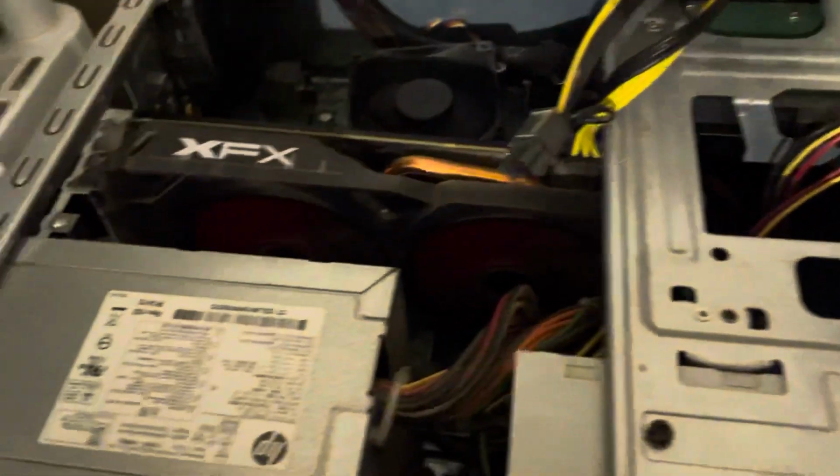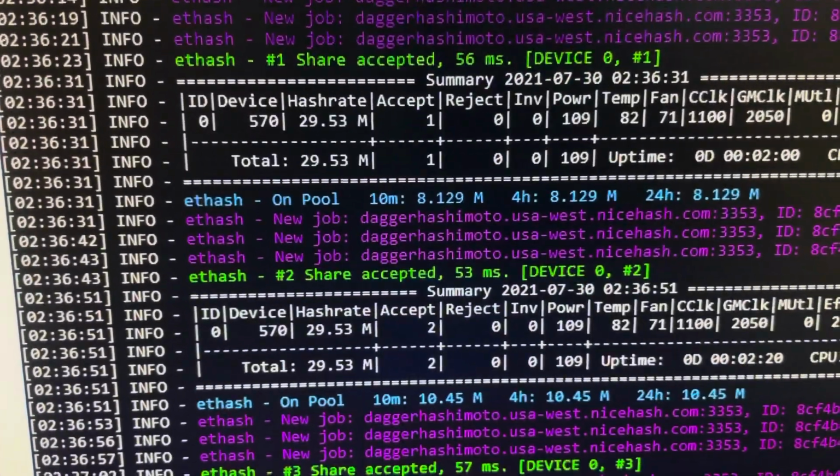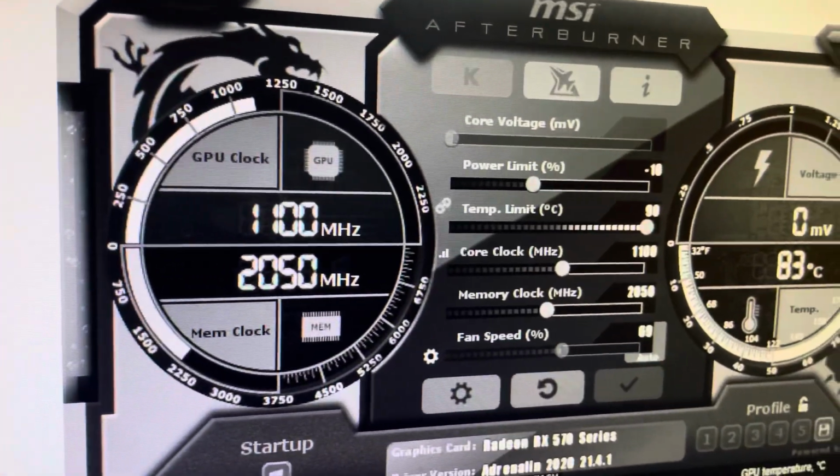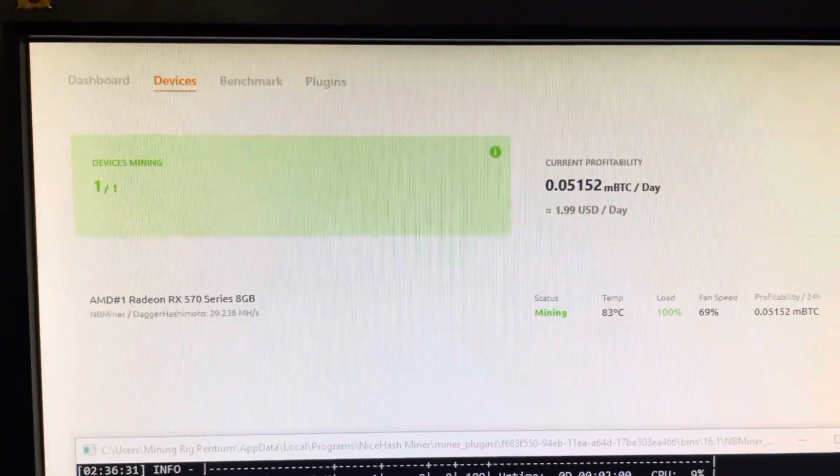So as you can see, this is the RX 570 right here, mining away, getting 29.53 mega hash. These are the clock settings, 1100 and 2050, negative 10% power, 199 USD a day at 29 mega hash.